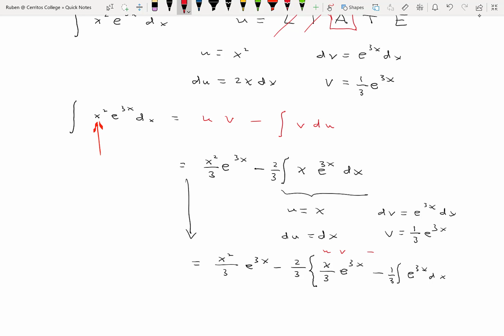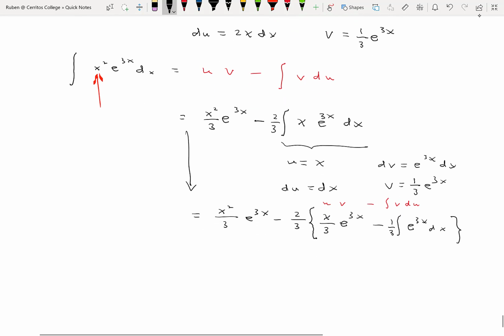So that's my little integral of v du. Okay, now look at that very last integral. That very last integral has no more power, and it's super easy to integrate. So I have x squared over 3 e to the 3x minus, if I distribute the... I wonder if I want to do that. I was going to distribute the 2/3 in, but I think I'll save it for one more step. So x over 3 e to the 3x minus 1 over what?